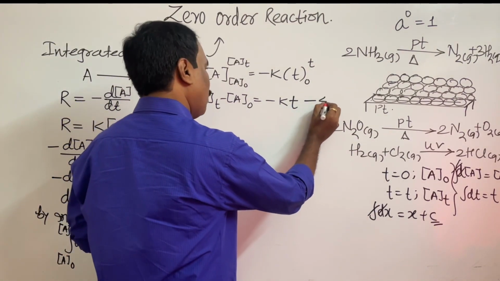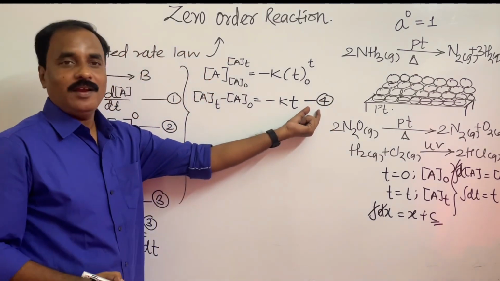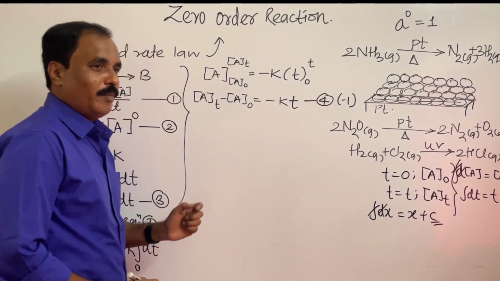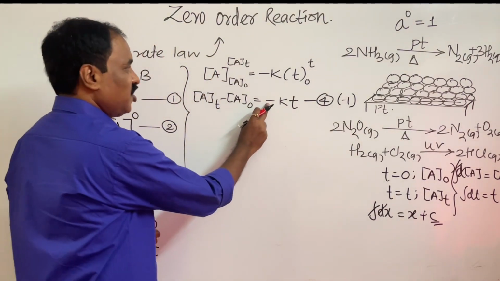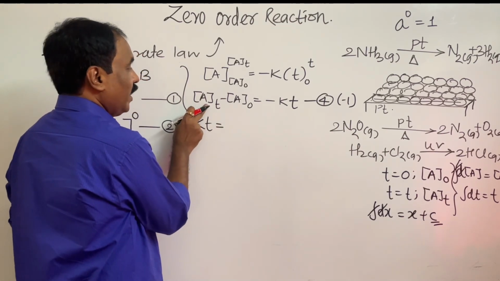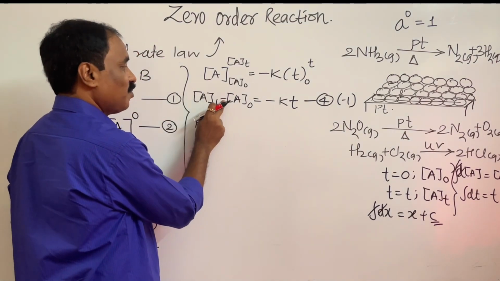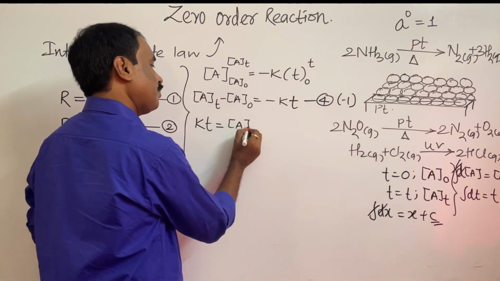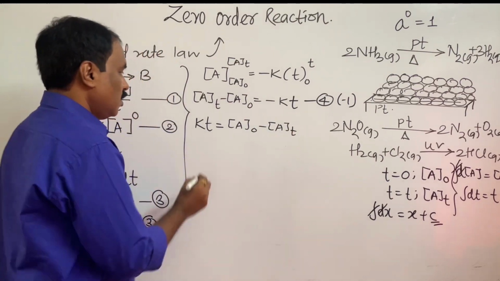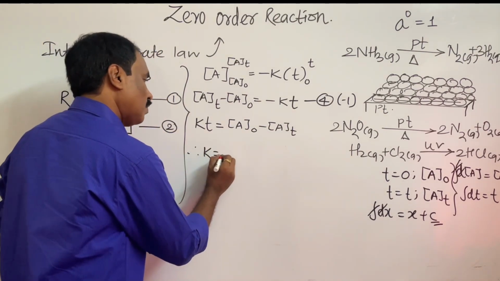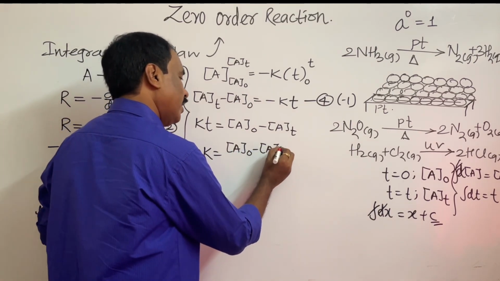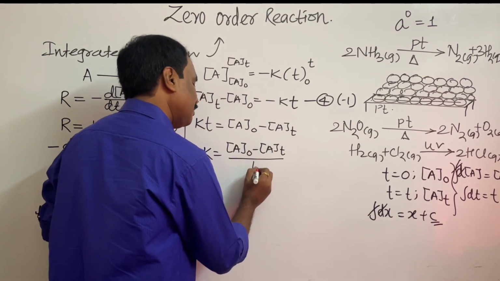Suppose this is equation number 4. I will multiply equation number 4 by minus 1. Minus times minus will be plus, that is, it is kt. kt is equal to, now At becomes minus and A0 becomes plus, that is, A0 minus At. Therefore k is equal to initial concentration that is A0 minus At divided by t.